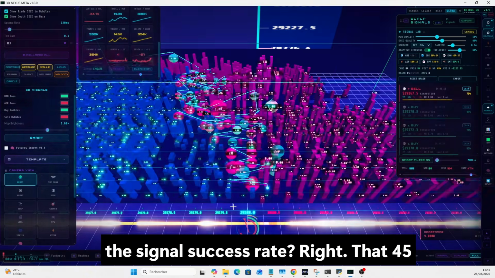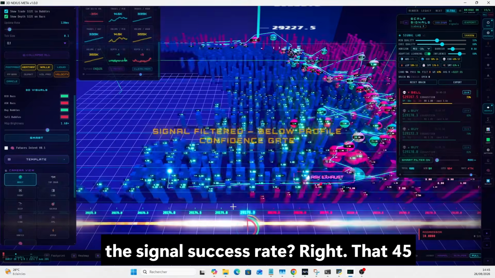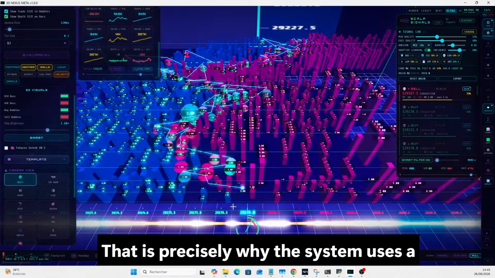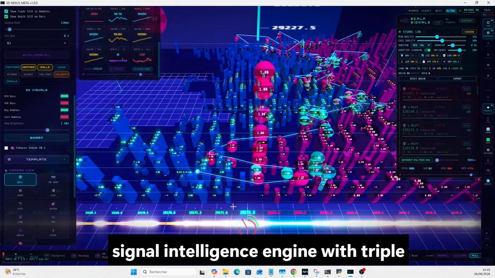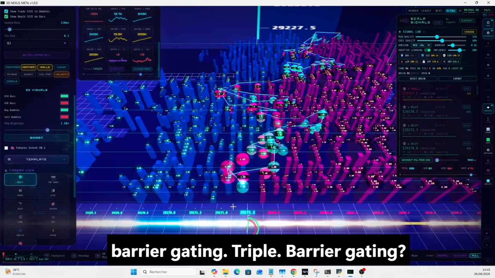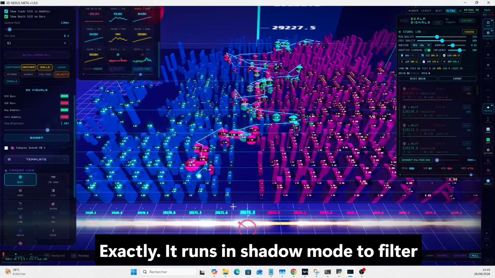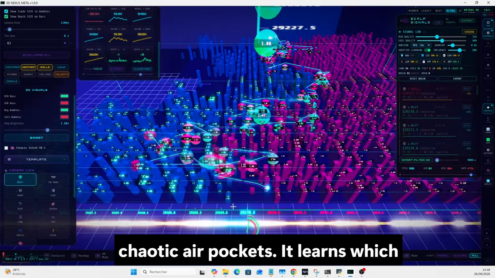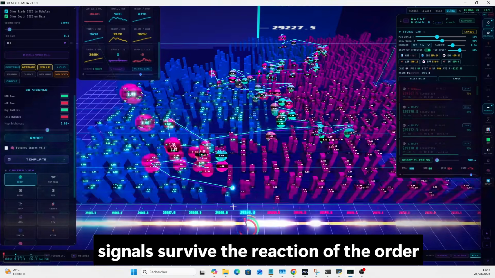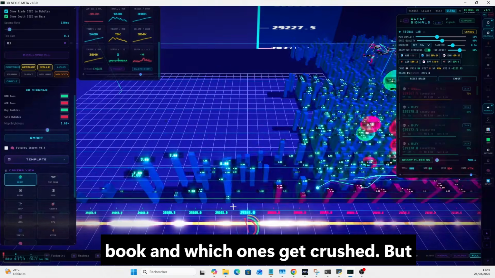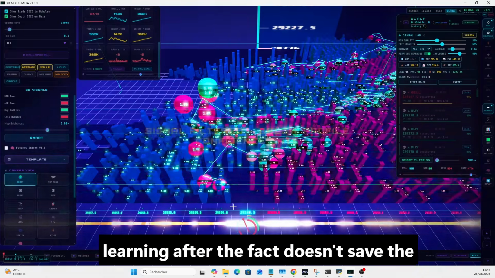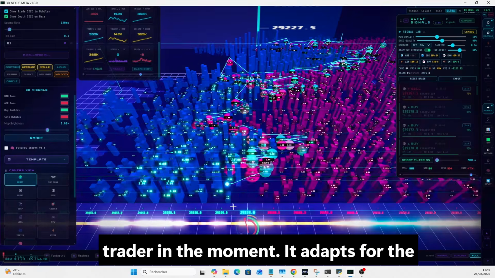Right, that 45 to 49% raw signal rate you mentioned, that is precisely why the system uses a signal intelligence engine with triple barrier gating. Triple barrier gating? Exactly. It runs in shadow mode to filter out low-grade signals during those chaotic air pockets. It learns which signals survive the reaction of the order book and which ones get crushed. But learning after the fact doesn't save the trader in the moment. It adapts for the next horizon.